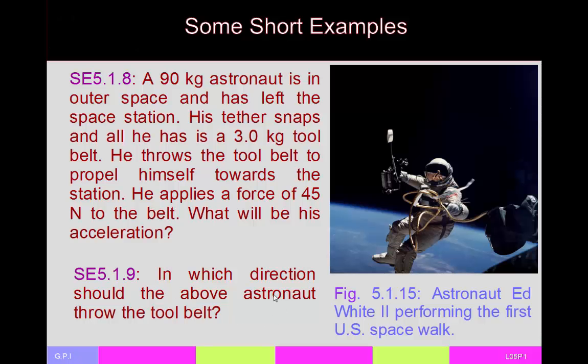The other part of this example, of course, is what direction should the astronaut throw the tool belt? I kind of answered that question in answering the previous example. He wants to accelerate towards the space station. And in order to do that, he needs to have a force that acts upon him towards the station. And so he needs to apply a force on the tool belt that he's throwing in the direction away from the station, since these two forces have to have opposite directions. So that means that he needs to throw the tool belt in the direction away from the station.